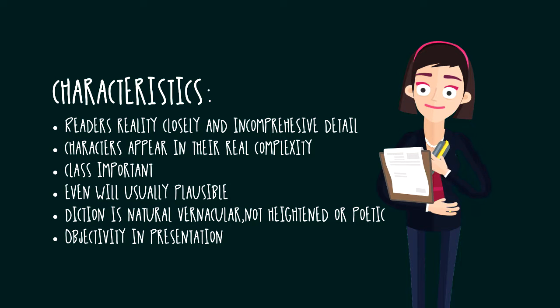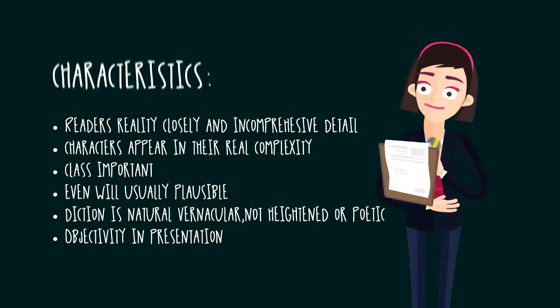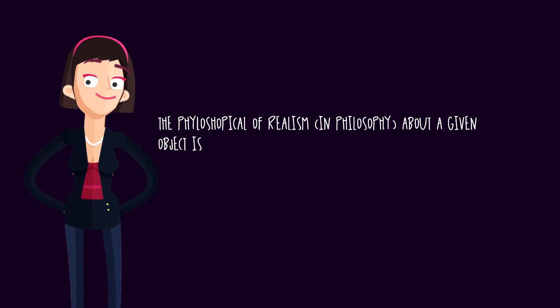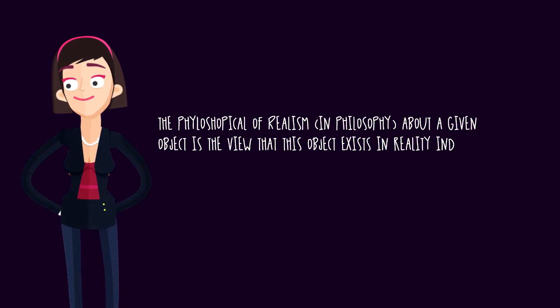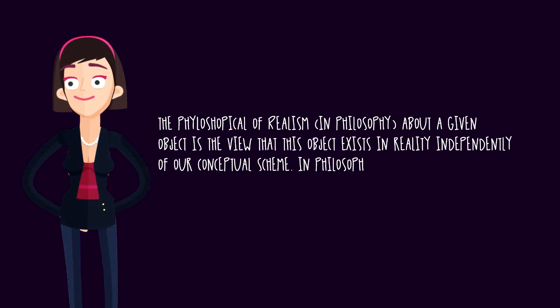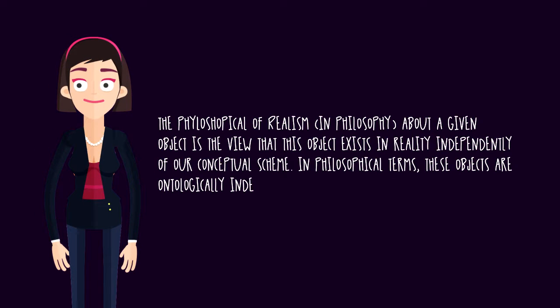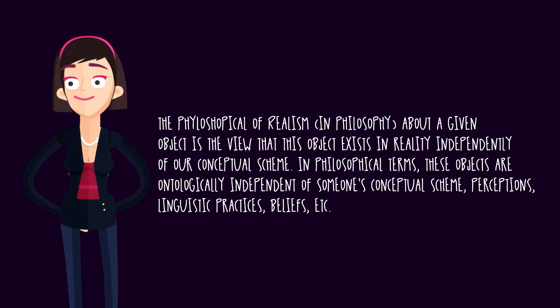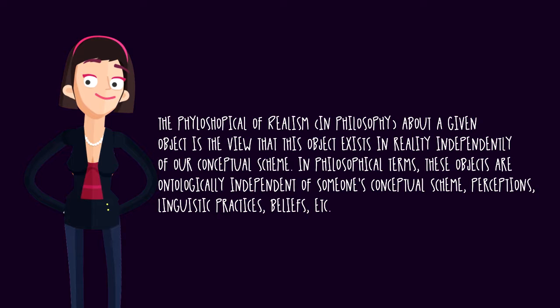Characters appear in their real complexity. Class is important, events will usually be plausible. Diction is natural, vernacular, not heightened or poetic, and there is objectivity in presentation. The philosophy of realism about a given object is the view that this object exists in reality independently of our conceptual scheme. In philosophical terms, these objects are ontologically independent of someone's conceptual scheme, perception, and linguistic practice.